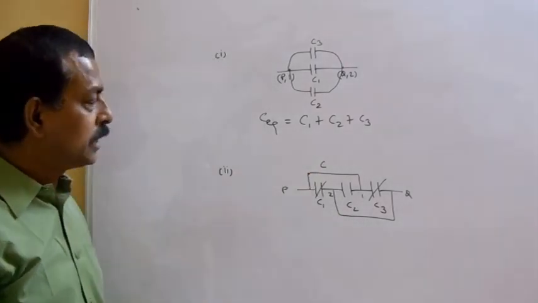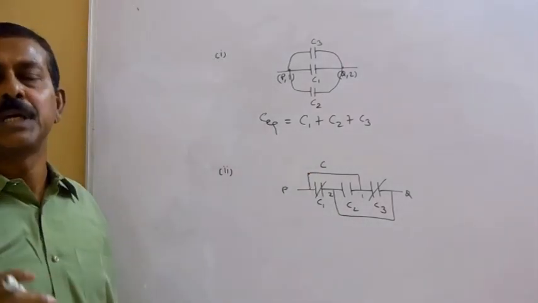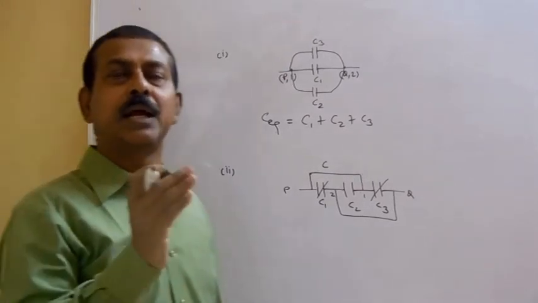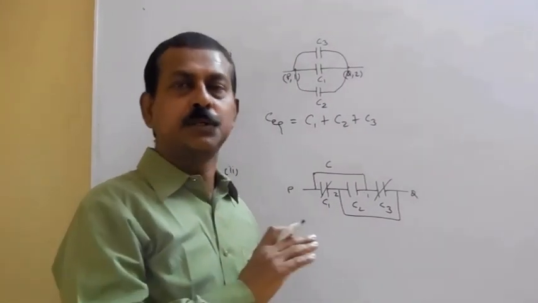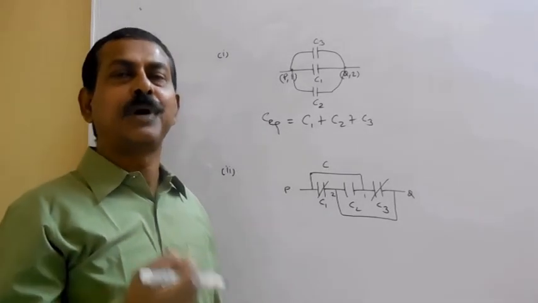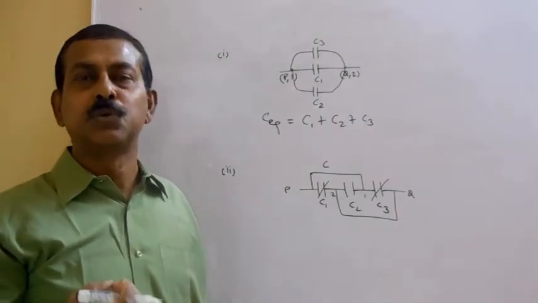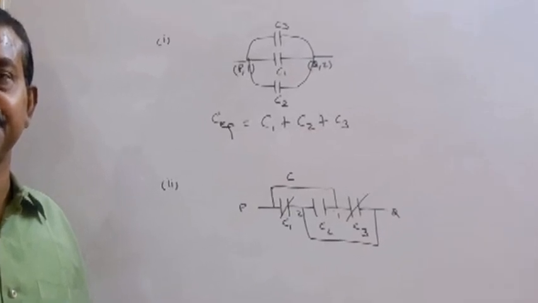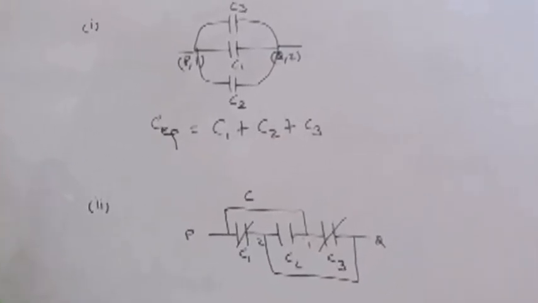For this type of network, you can easily take the points which are at the same potential to be at the same point, and you can redraw that diagram. You will find it very easy to find the equivalent capacitance of the given network.